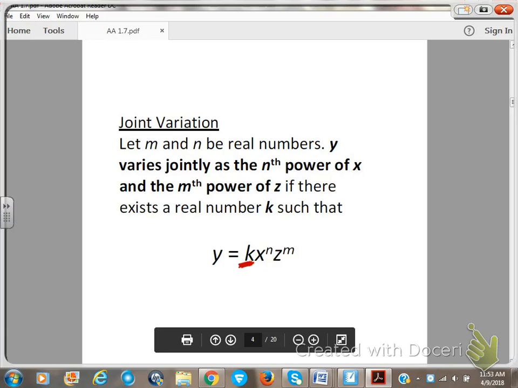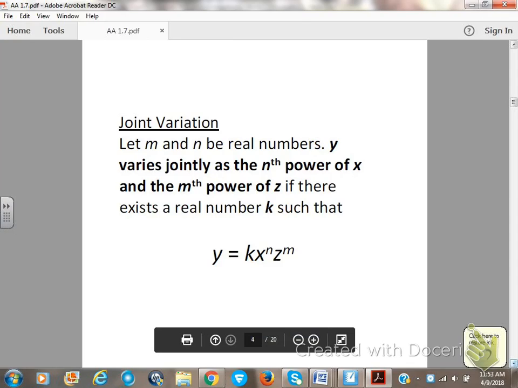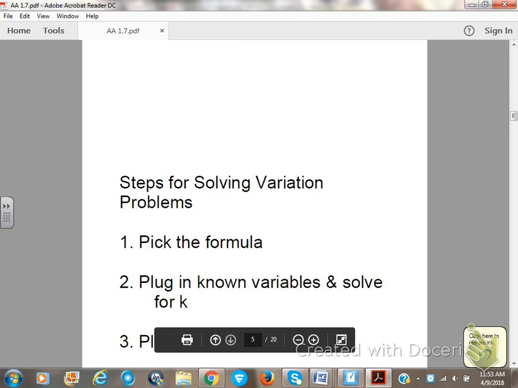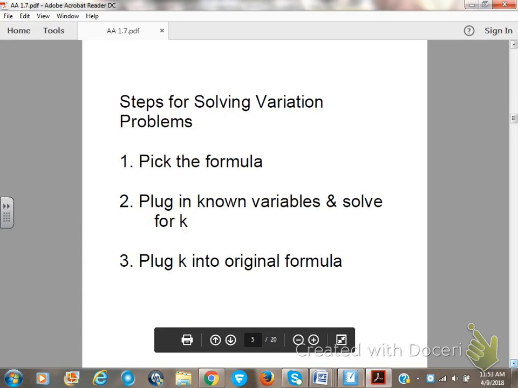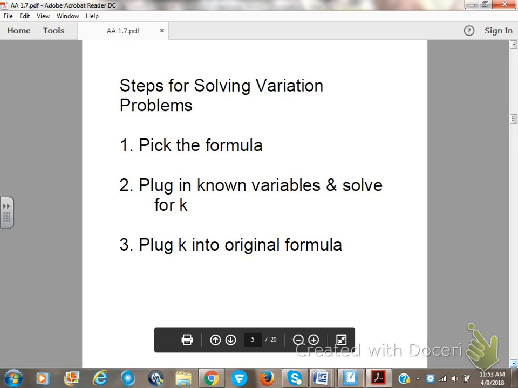So let's talk about how you solve variation problems. Steps for solving variation problems: First thing you need to do is pick the formula. Is it direct variation? Is it inverse variation? Is it joint variation? It will always tell you in the problem. Second, you plug in the known variables and solve for k, your constant of proportionality or constant of variation. Then you plug k back into the original formula.